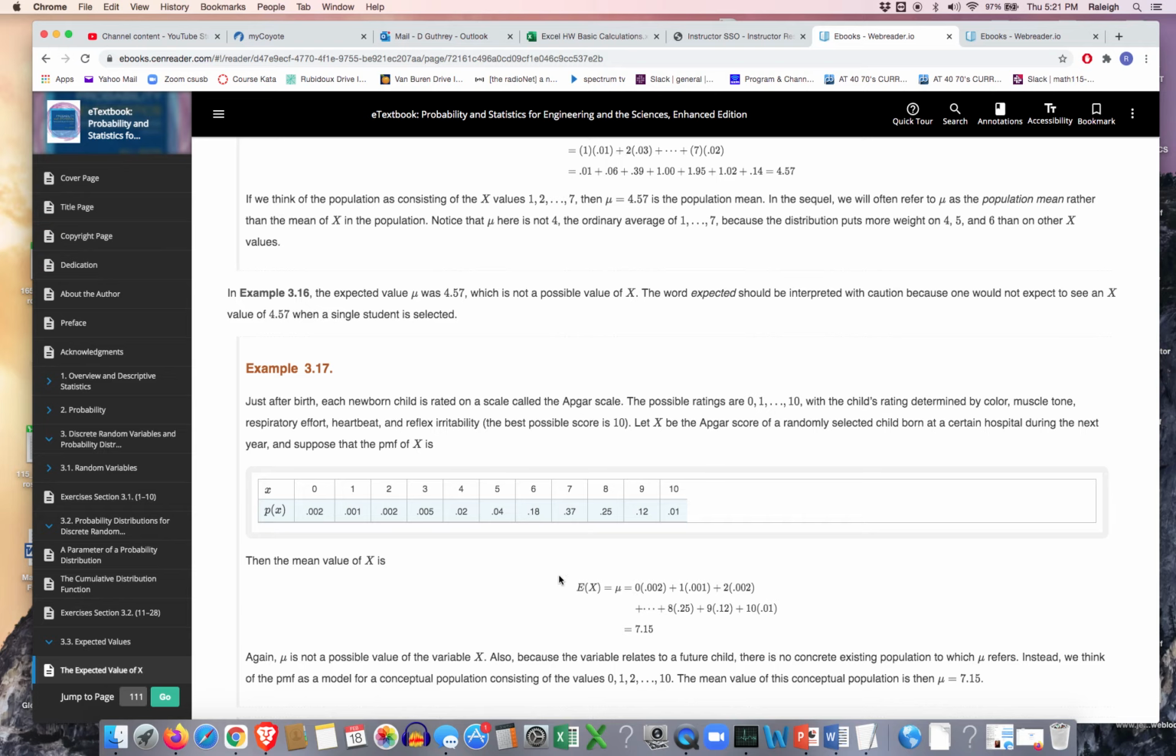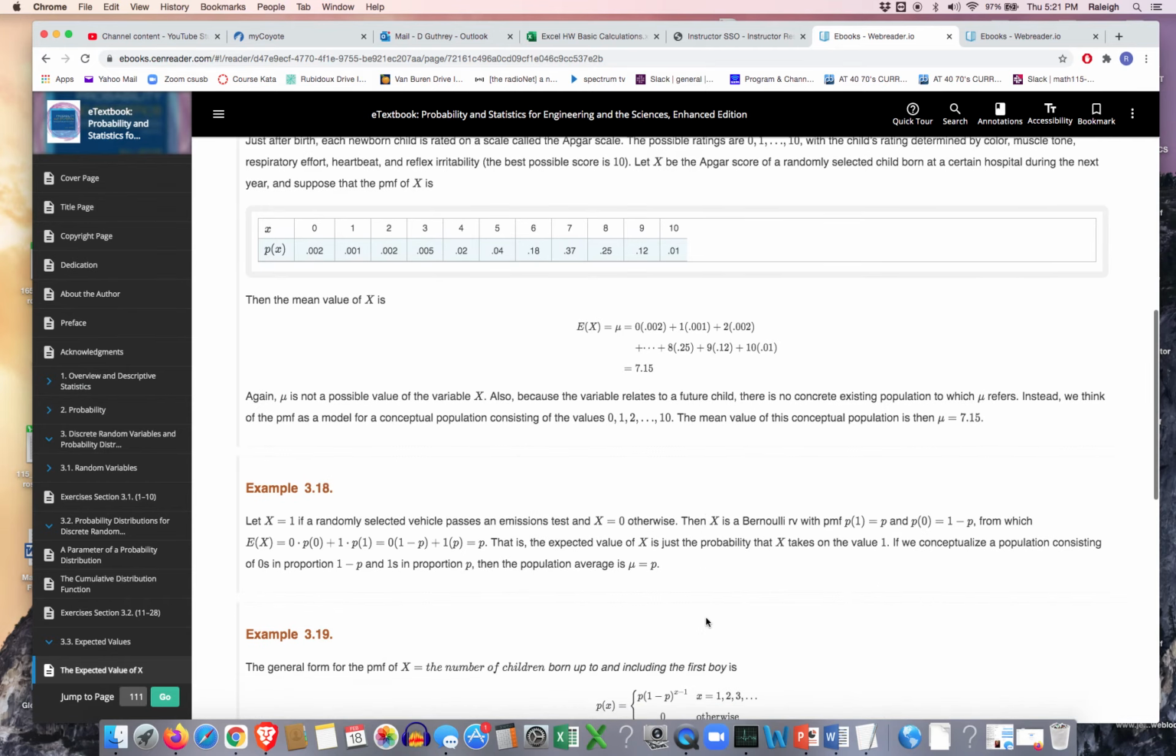So they took the score of 0 times a very rare p of 0, and then 1 is even rarer than that, and it gets multiplied by 1, all the way out to the 10, which is a bit on the rare side too. So you just multiply all those numbers together, add them up, and you get an average score of 7.15.